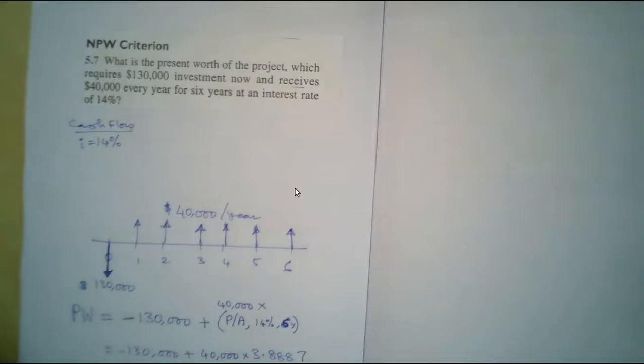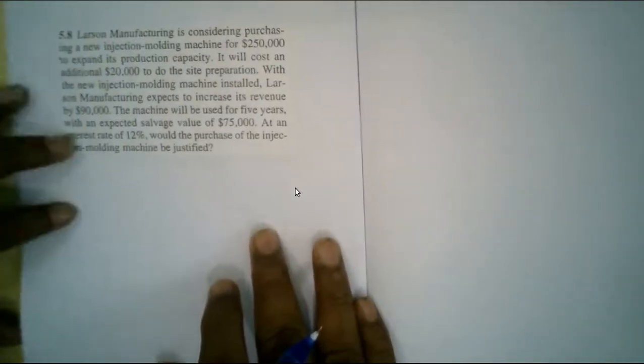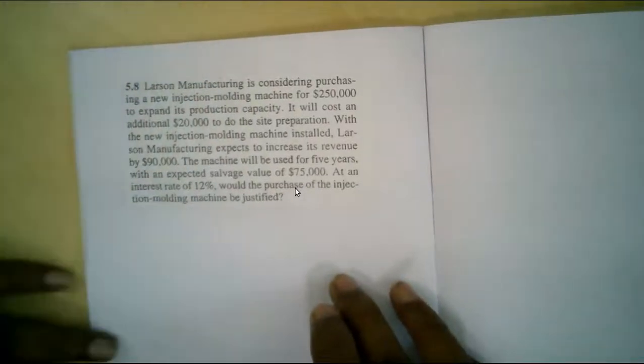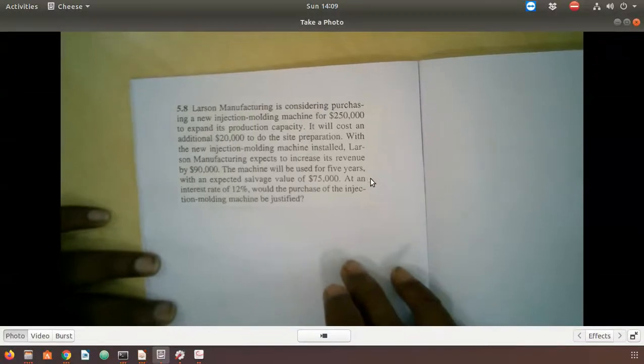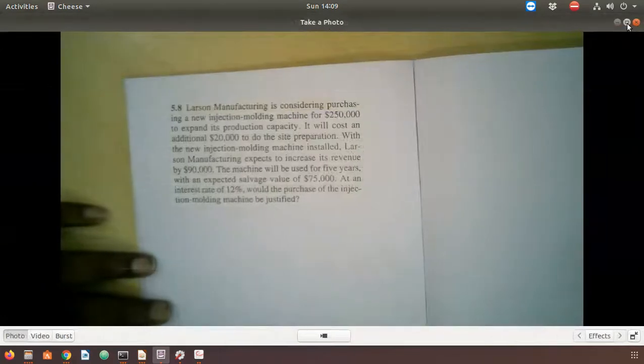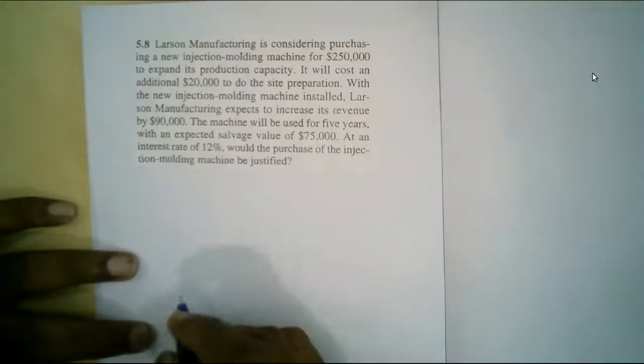Okay. So let's solve one more question like this. Okay. So the question is like this. Larson Manufacturing is considering the purchase of a new injection molding machine. Yeah. So again, let us try to make the cash flow diagram for this.